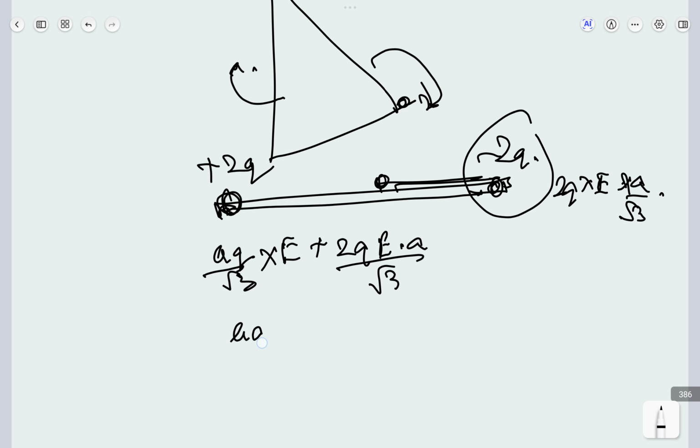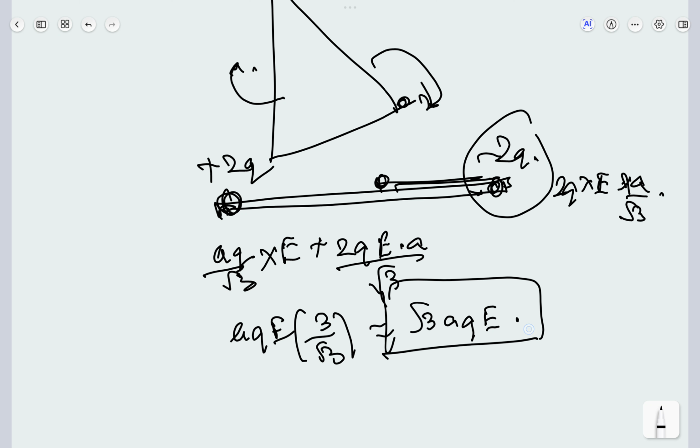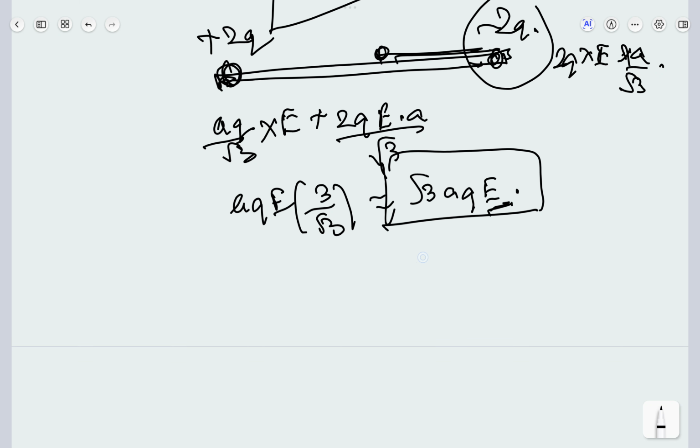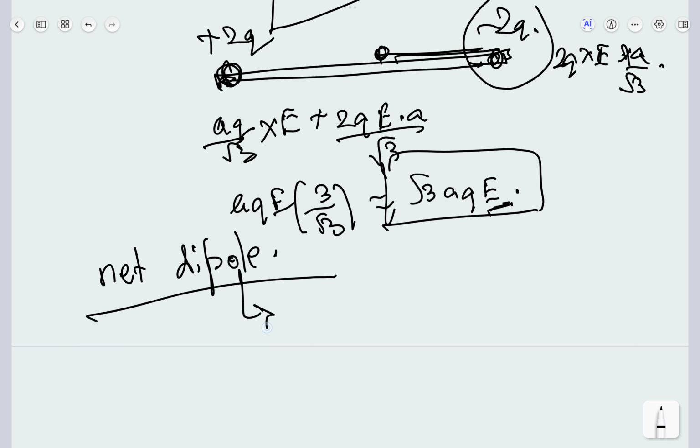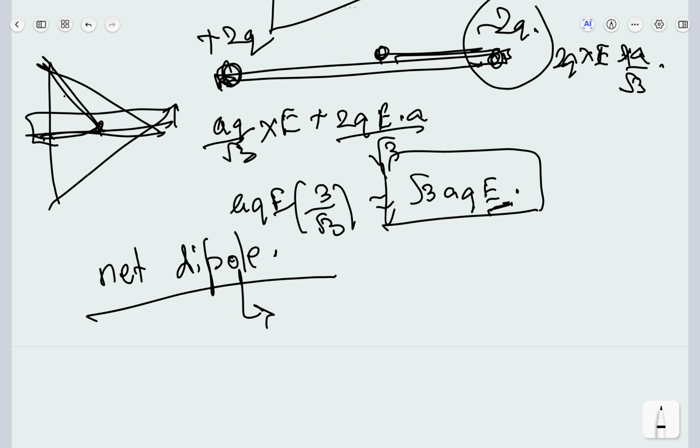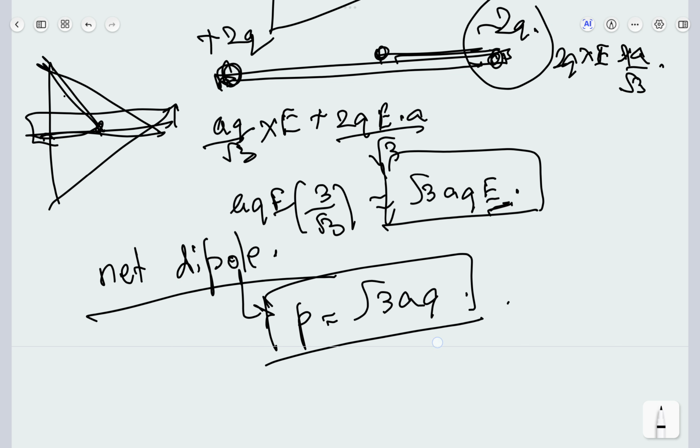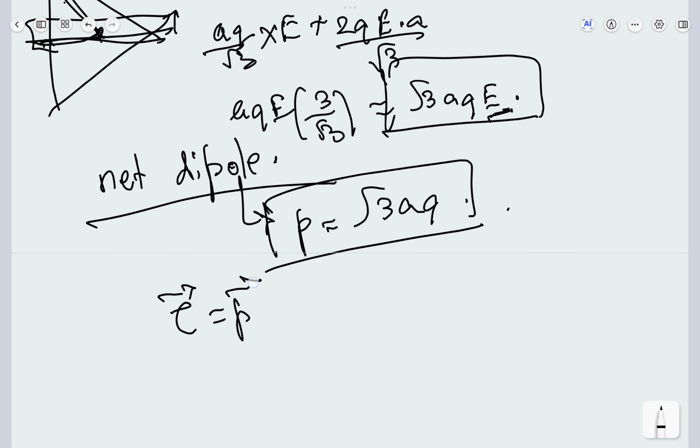So when you take a, q, E common, you would have a total of 3 by root 3, which is root 3 a q E. Now if you divide by the electric field, you would get the net dipole moment. So if you take a net dipole instead of this whole system, you just replace this by adding these vectorially, and you would get a dipole with dipole moment root 3 aq, right? All right, so the net torque is obviously P cross E, which would be root 3 aqE sine theta.